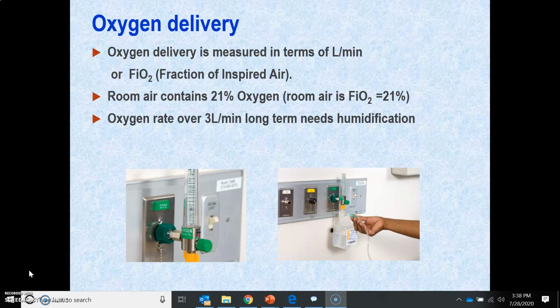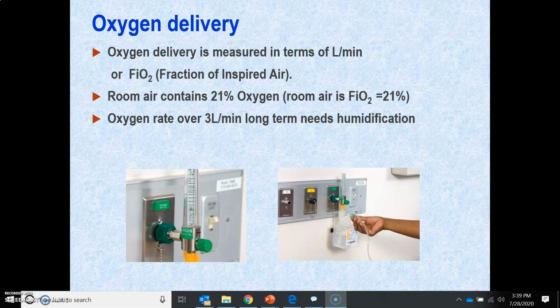Okay, so let's get into playing with some toys and doing some fun stuff here with oxygen delivery. Oxygen is measured in terms of liters per minute or FiO2, fraction of inspired air. Room air contains 21% oxygen, or an FiO2 of 21.